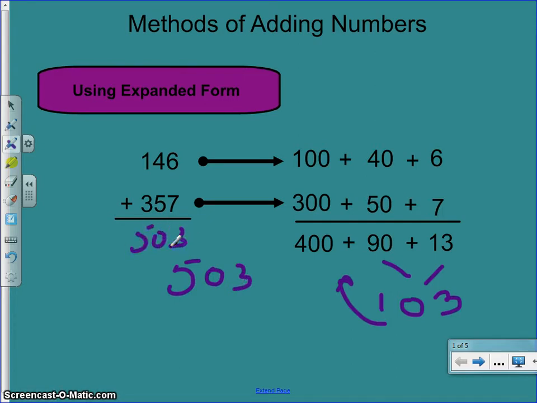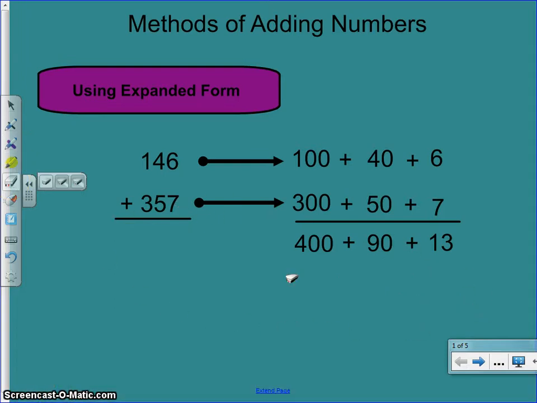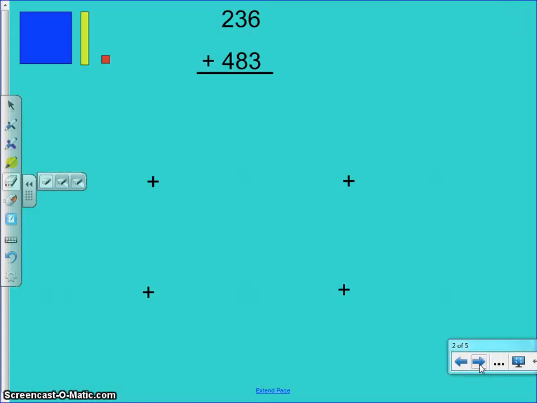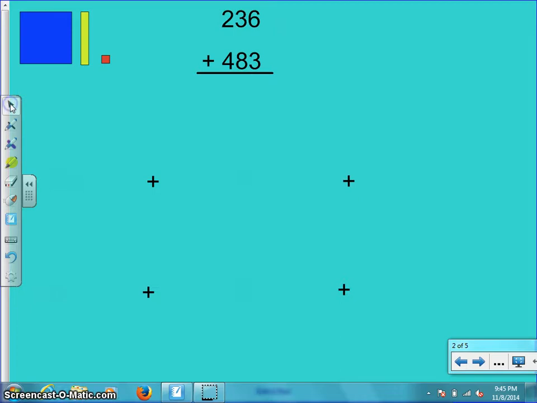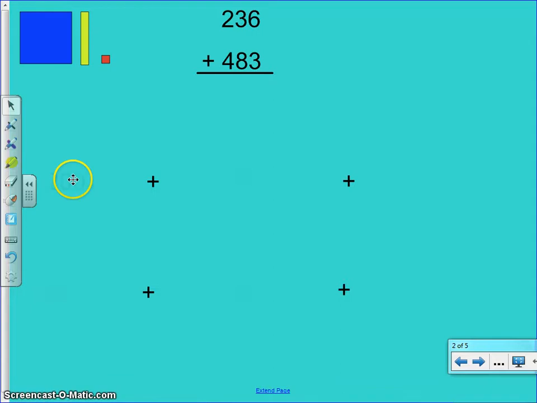I'm going to show you that again, this time with regrouping. Well, that was with regrouping as well. But I'm going to show you again the expanded form way of adding numbers. So I have 236 plus 483. And so again, I'm going to expand each number. So the first one becomes 200 plus 30 plus 6. And my bottom one expands into 400 plus 80 plus 3.